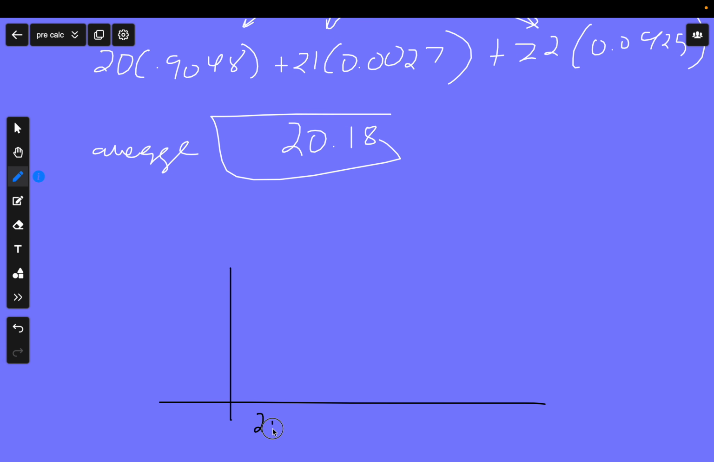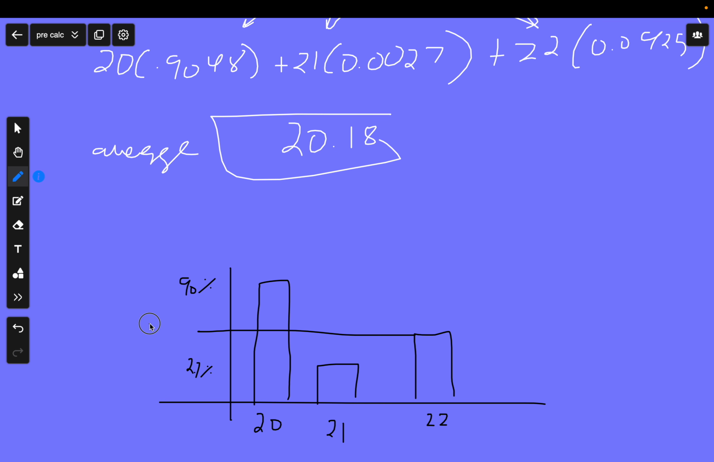I'll do 20 right here, and I'd create a really tall bar that went all the way up to 90. Then this one right here, 21. I'll say this goes to 2.7%. And then this one right here, 22. This is at 9.25%. This is kind of how it will look.